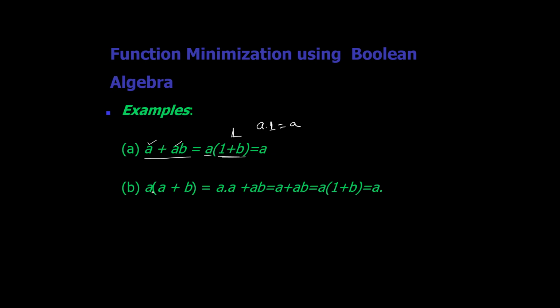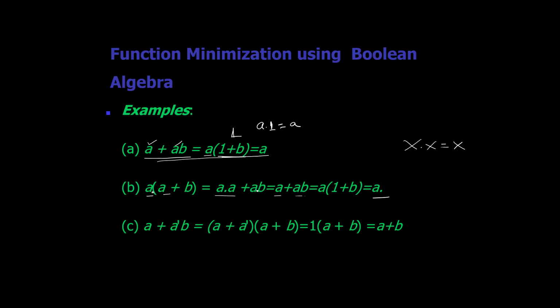Another is a dot a plus b. So open the bracket, distribute it. A dot a, that a is multiplied with a. Again a is multiplied by b, a dot b. Okay, clear? So what is a dot a? We have already learned x dot x is x, so that will be a plus ab. Now take a common again. This is the same part. a plus ab is equal to a, same part.